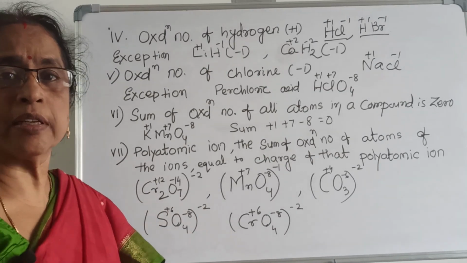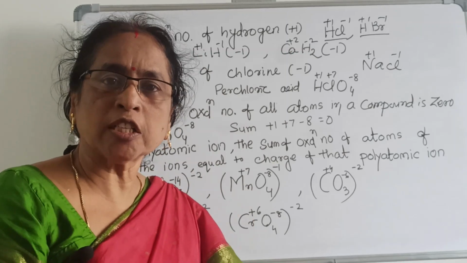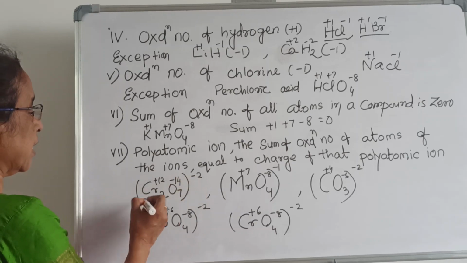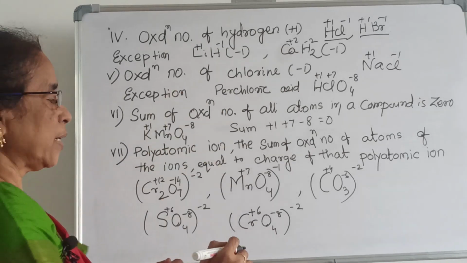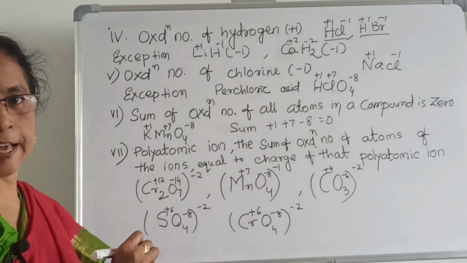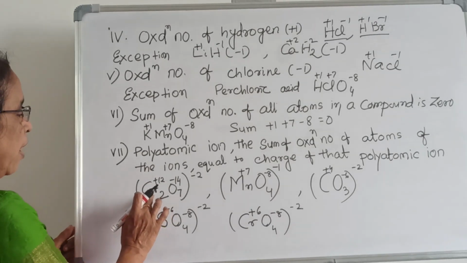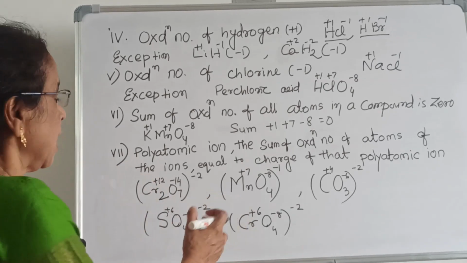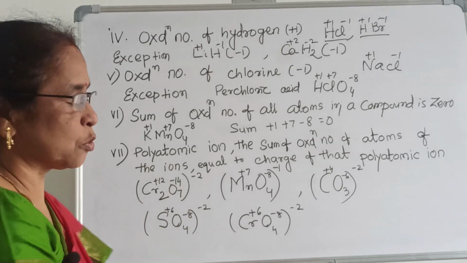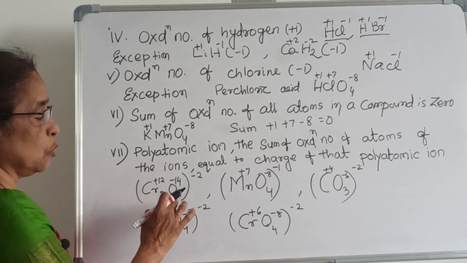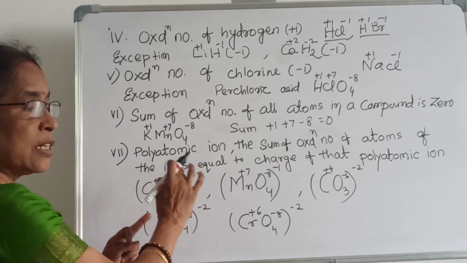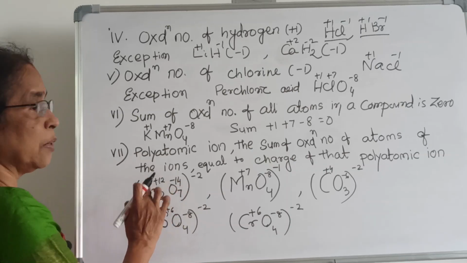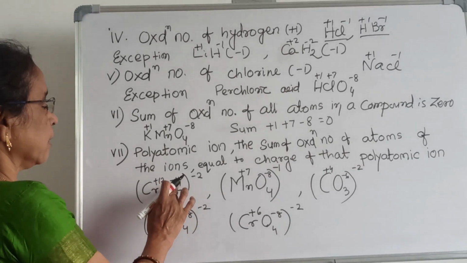What is Cr2O7? The dichromate ion. What is the charge of the dichromate ion? That is minus 2. How can you say it is minus 2? Chromium is plus 6, and 2 times, so plus 12. And oxygen 7 times, so 7 into minus 2, that is minus 14. What is the charge of the dichromate? It should be minus 2, because minus 14 plus 12 equals minus 2.